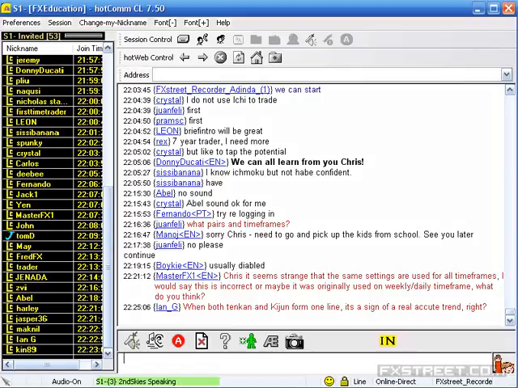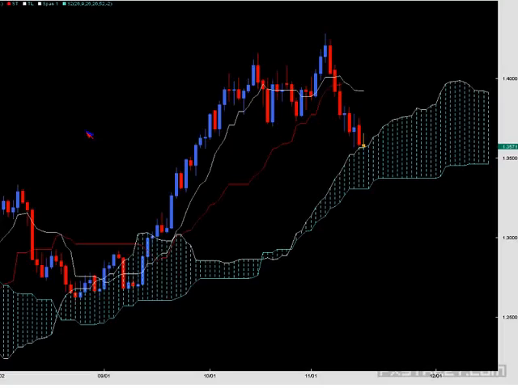So when both Tenkin and Kijun form one line, is it a sign of a real acute trend, right? No, not really. It could mean all kinds of things. It would depend on how the Tenkin and Kijun are on top of each other. They could be on top of each other in an upward angle. That would have a more bullish bias because they're both climbing. Here, they're on top of each other in a relatively flat fashion. That means that there really isn't any trend at all. If it was downward, then that would have more of a bearish bias.